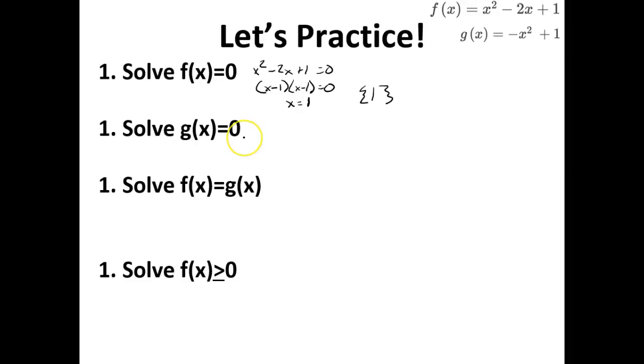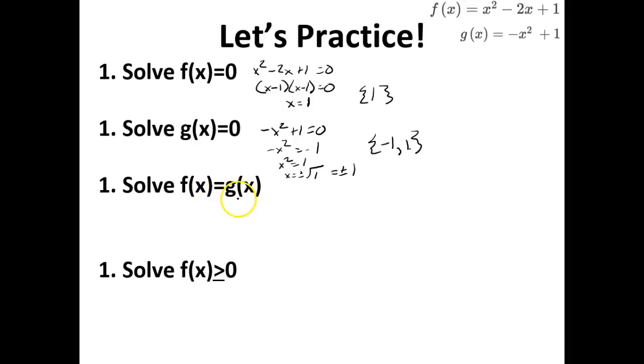Solve g of x is equal to 0. So that's where negative x squared plus 1 is equal to 0, or where negative x squared is equal to negative 1, or x squared is equal to 1. So in this case, x is equal to plus or minus the square root of 1, which is plus or minus 1. 2 answers there. We have negative 1 and 1 are the 2 answers you'll enter in MyMathLab. Just the negative 1 and the 1.